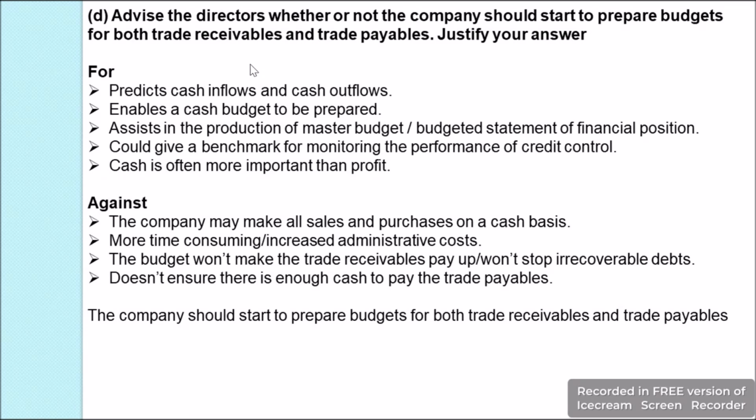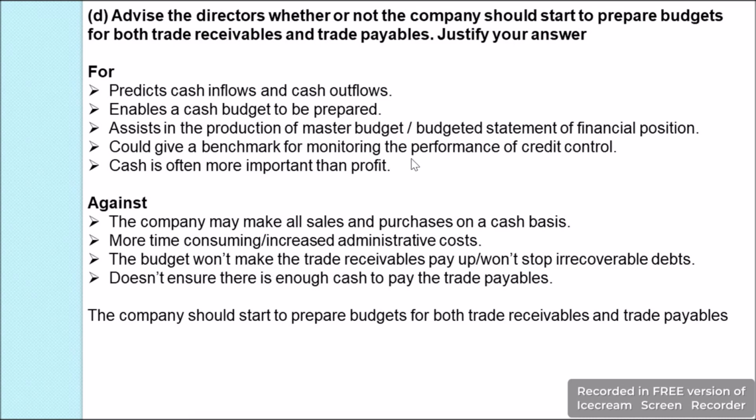You see, when we make the trade receivable and trade payable budget, we will be aware when our debtors are going to pay and when we have to pay our trade creditors. So we will be aware about the cash inflows and cash outflows, which will in turn help us to make the cash budget as well as the master budget.